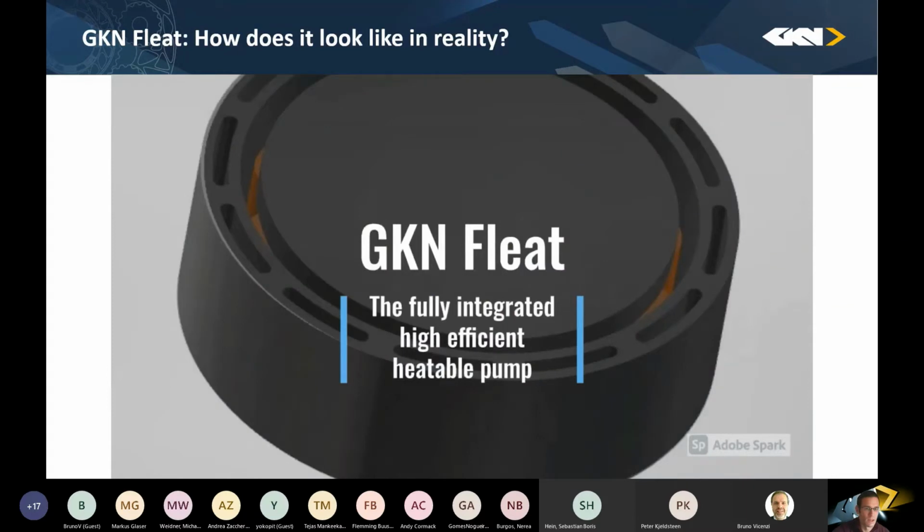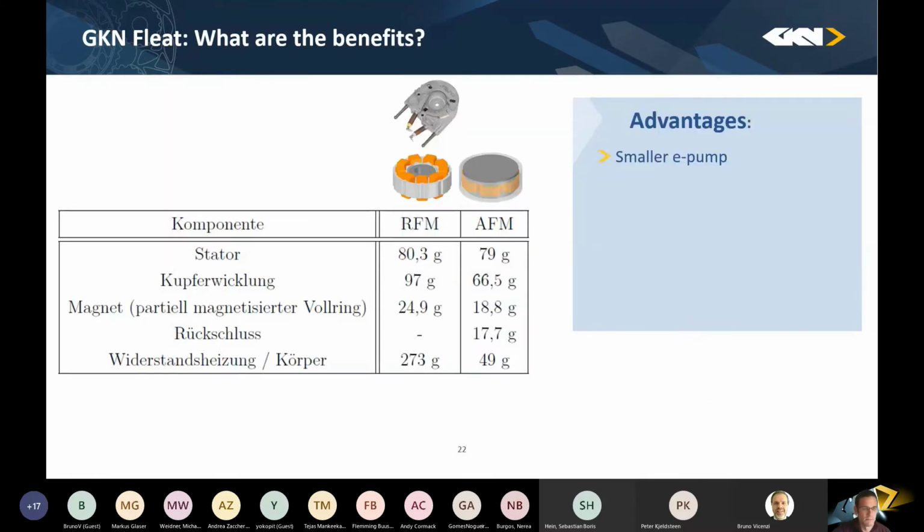Okay, so far for the video. It looks quite interesting, I think, but let's talk a little bit about the benefits of this motor. Why do we do that, and why do customers want to introduce that into their systems? First of all, as we replace the separate heater, the system can be smaller, and not only that, even the e-pump itself can be smaller with our axial flux concept. And as we don't use additional elements for the heating function, the overall system can be reduced significantly.